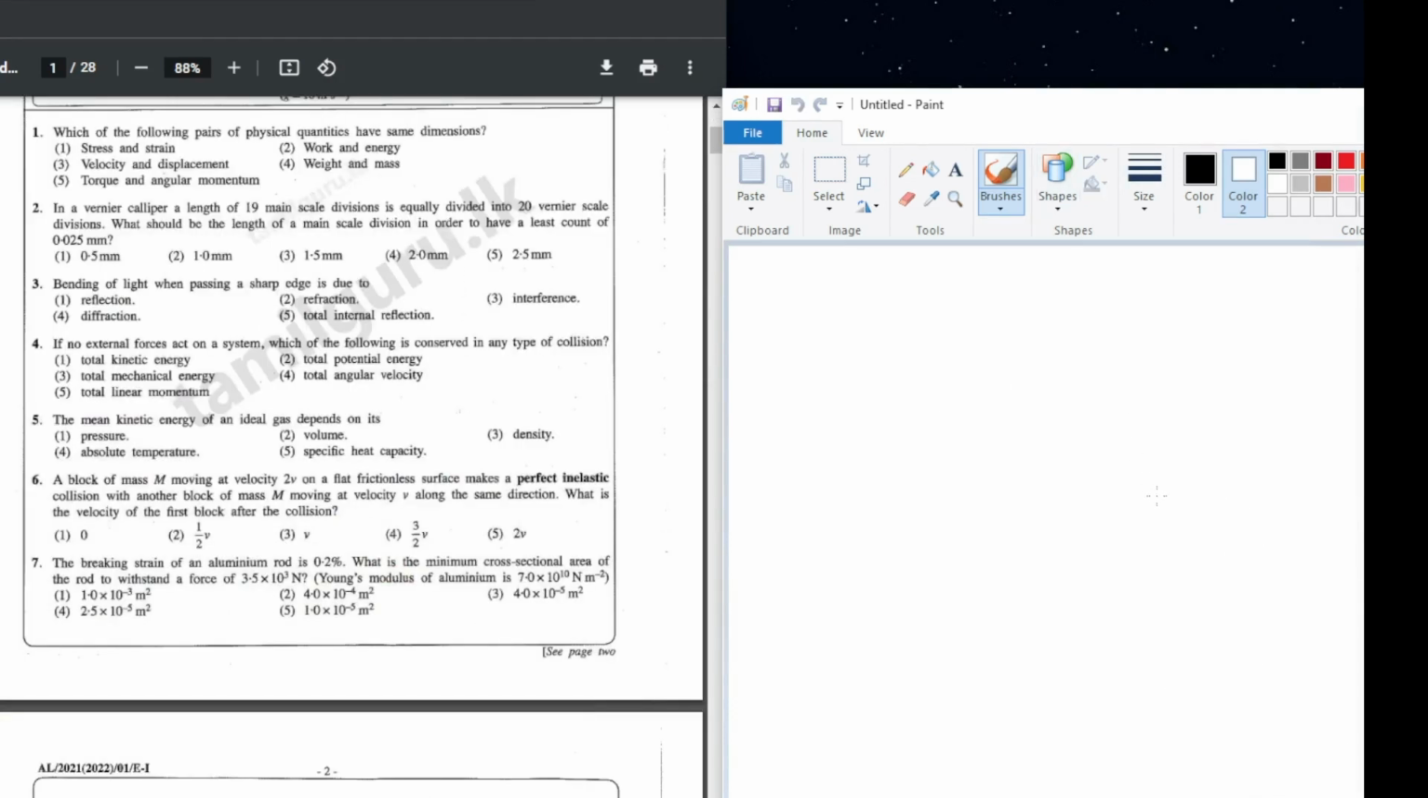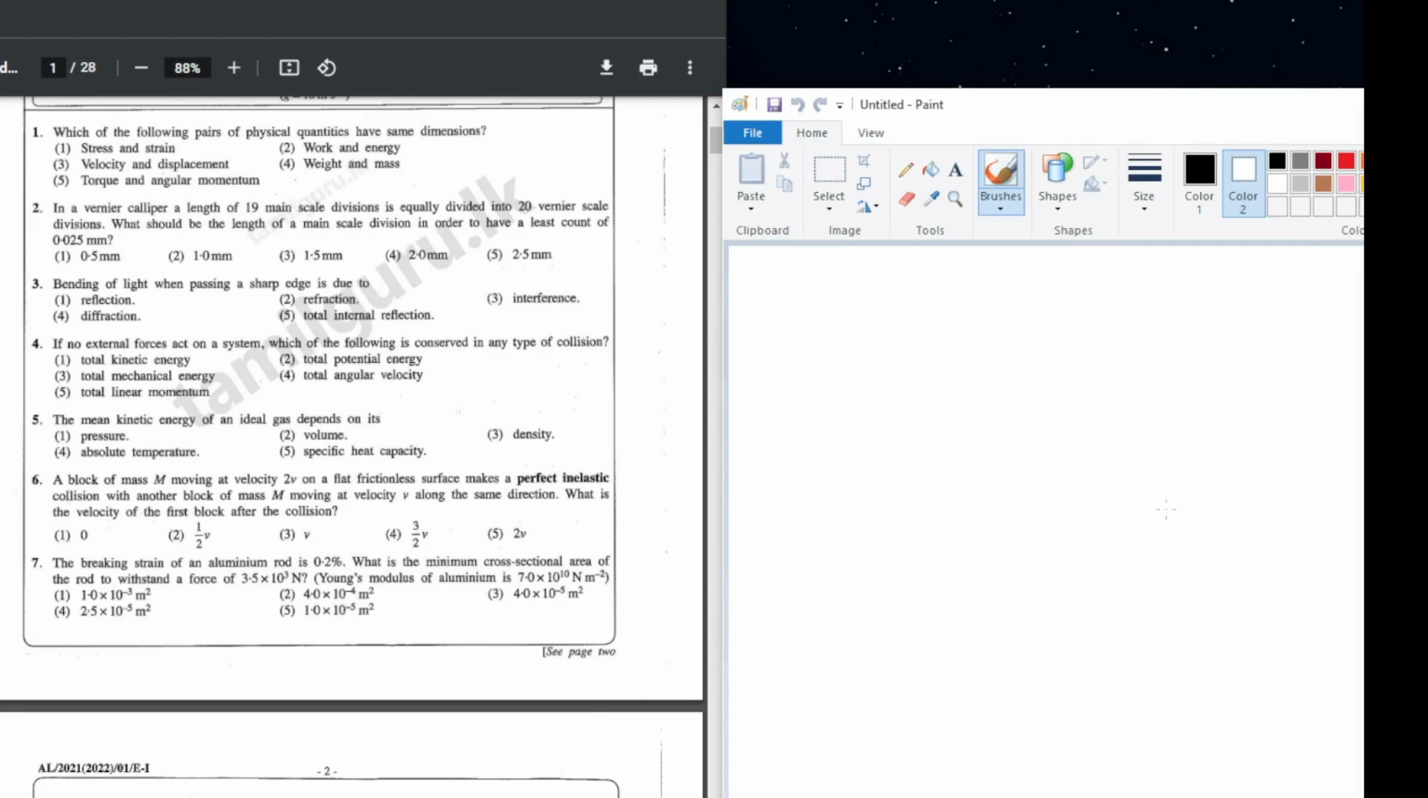Question number 5. The mean kinetic energy of an ideal gas depends on its... So that is also from theory. It is absolute temperature. Answer 4.